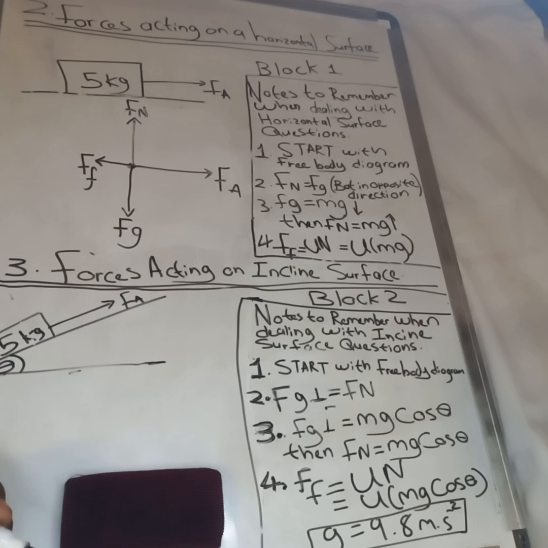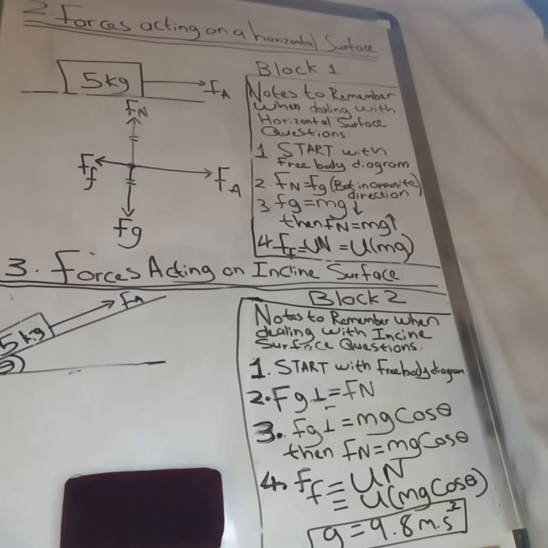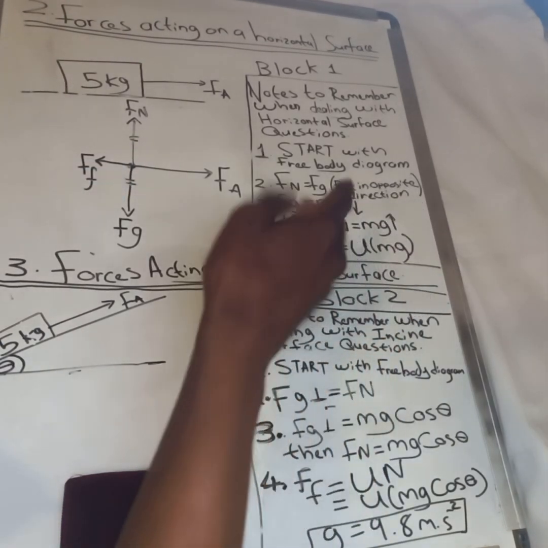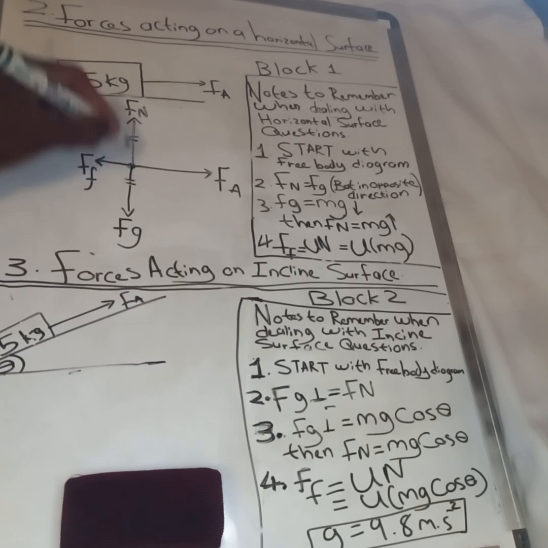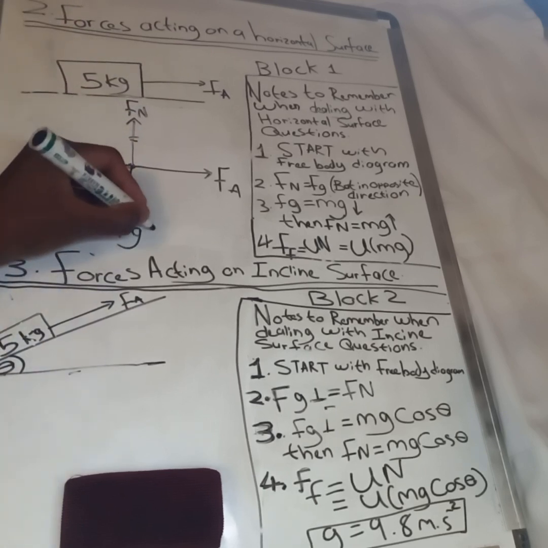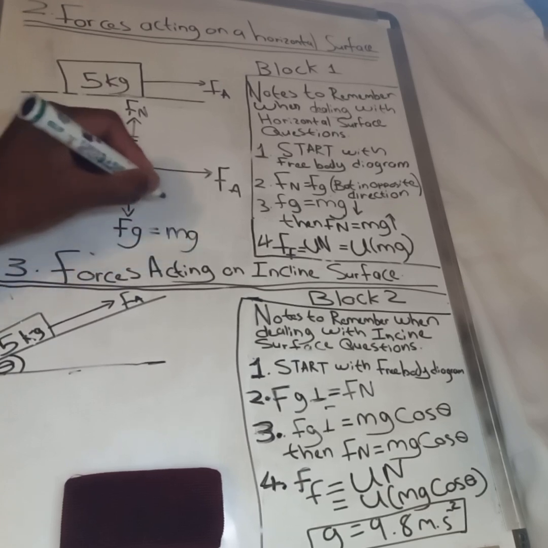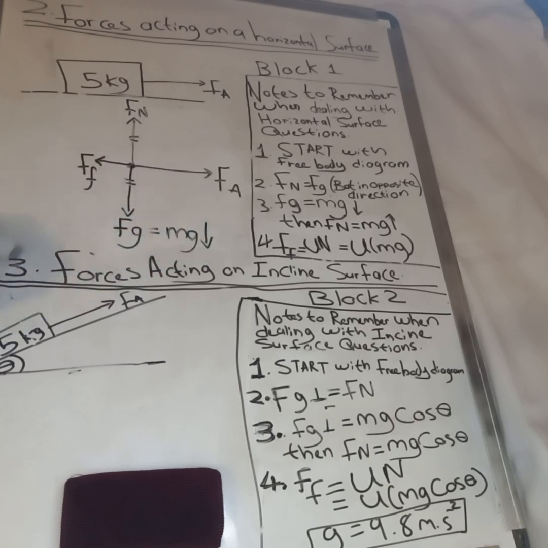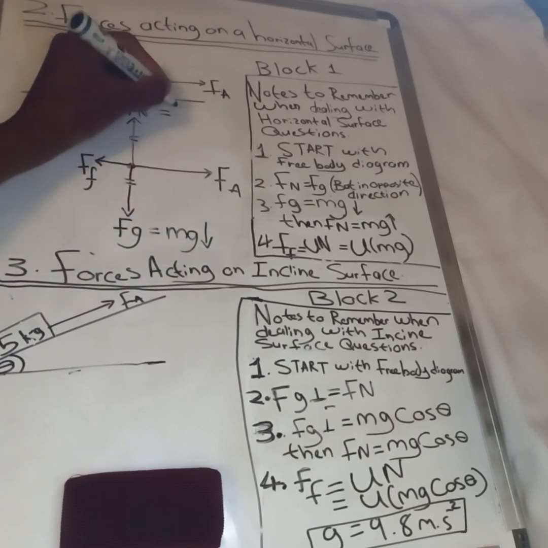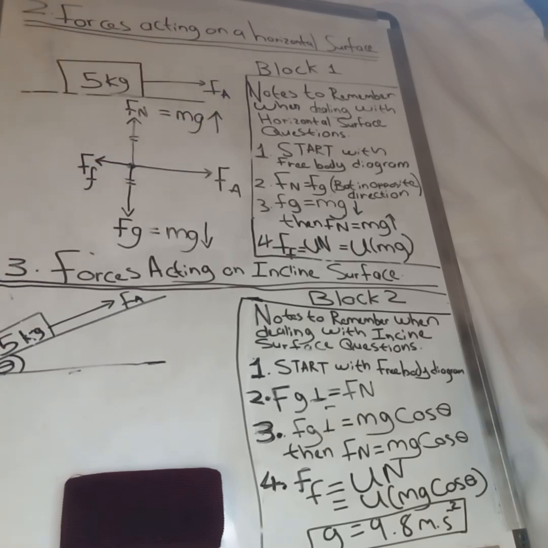Always start by drawing what? A free body diagram. You will see that normal force is equal to Fg, but in the opposite direction. Normal force is acting upwards, Fg is acting downwards. The formula for Fg is equal to mg. Direction is downwards. So the formula for Fn, we are going to use mg, but what? Upwards.